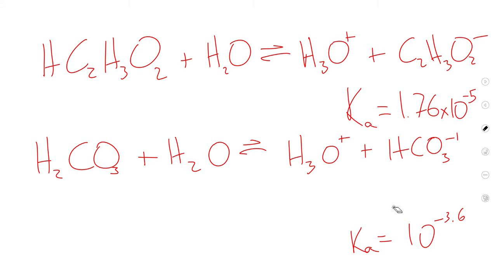So we want to take these two reactions, because these are the two reactions that we know the Ka values for. We want to manipulate them so that when we add them together, they look like that combined reaction that I wrote on the other slide. In other words, we don't want water or H3O plus to show up. We wanted hydrogen carbonate to be a reactant and carbonic acid to be a product, right? So we flip it.